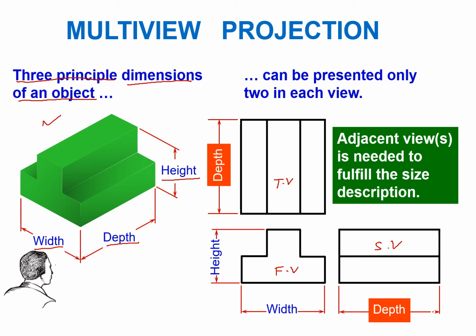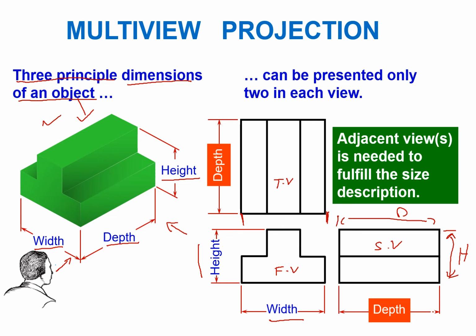So in the front view, if this is your observer and you are looking from this side, then in the front view we will get the width and the height of our object. Then in the top view, the width will be common between the front view and the top view, and you will also get the depth of the object if you are looking from the top. And from the side view, you will get the height and the depth. That's what we went through again and again in the lab.